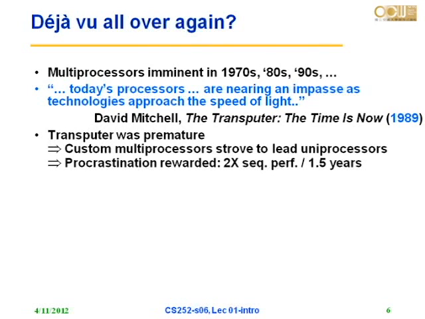Transputer was premature. Long time back, in 1980-something, a computer company called Transputer designed a system called Transputer. It's somewhat like a pipeline, with many processors in it. But it was premature. It was designed too early. Users were not ready. Other technologies were not ready. So custom multiprocessors strove to lead uniprocessors.